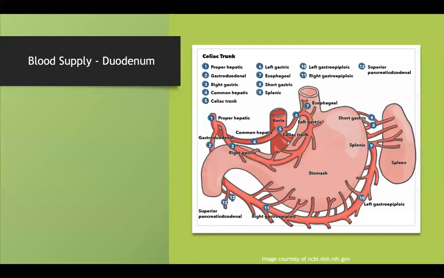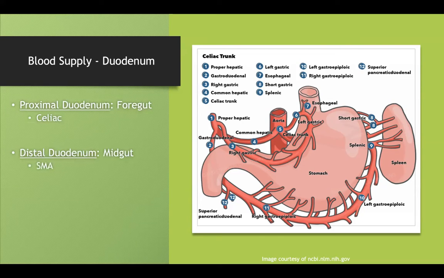Let's talk now about the blood supply to the duodenum. The duodenum receives blood supply from two of our three primary GI arteries. So our proximal duodenum is part of our foregut, which should give you an idea that the celiac artery is the artery that supplies it, whereas our distal duodenum is part of our midgut, which would be supplied by our superior mesenteric artery. So let's go through how the proximal duodenum is actually supplied.